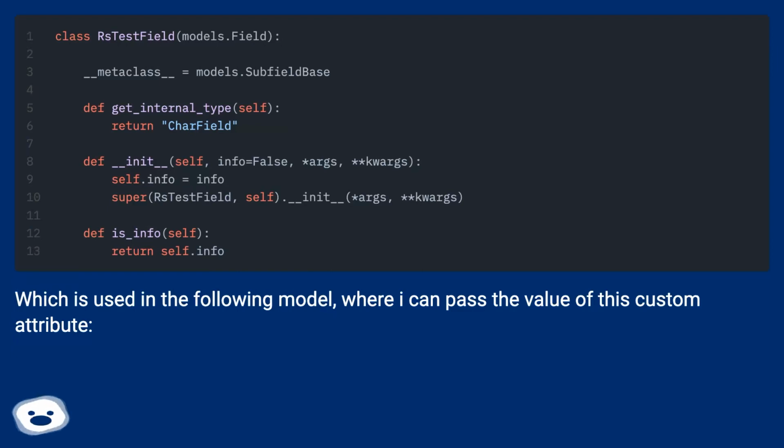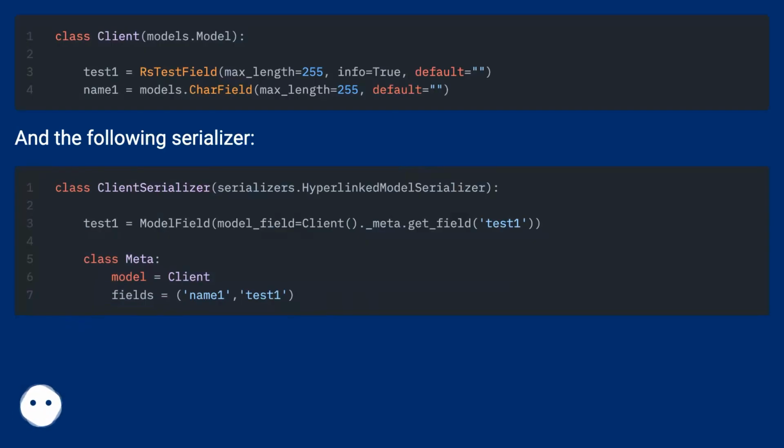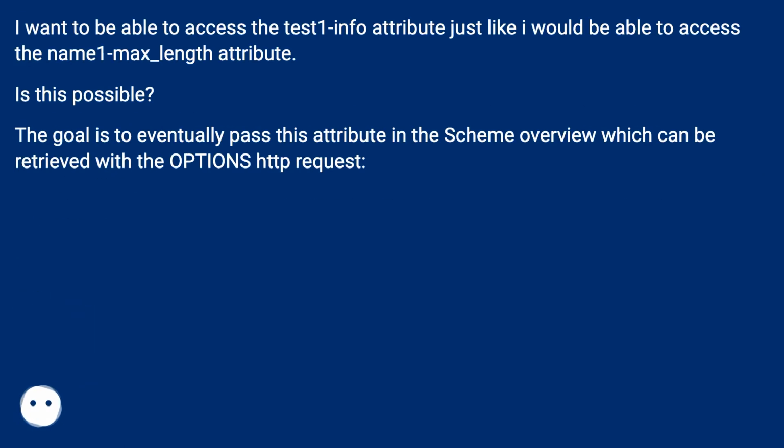Which is used in the following model, where I can pass the value of this custom attribute. And the following serializer. I want to be able to access the test1 info attribute just like I would be able to access the name1 max_length attribute. Is this possible?